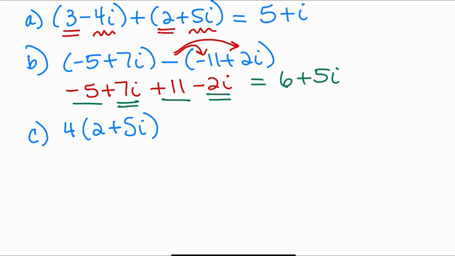In terms of multiplying, again, we're just going to distribute the way we normally would distribute. 4 times 2 is going to equal 8. 4 times 5i is going to give us 20i. So the answer is 8 plus 20i.